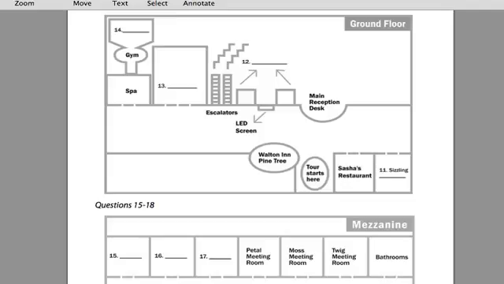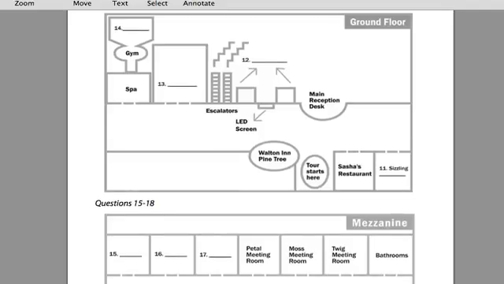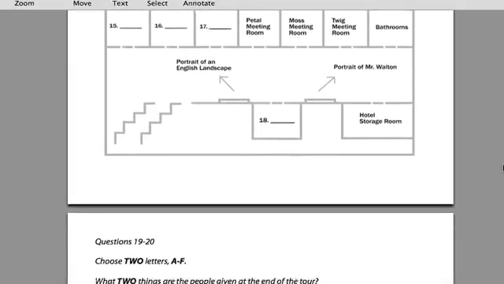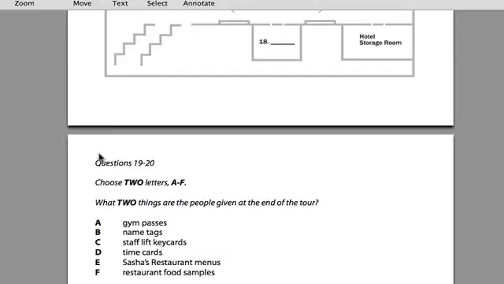Now listen carefully and answer questions 11 to 20. Oh, I'm sorry. Actually, I'm just going to pause. That's the power that I have here. I forgot to show you that there are actually a couple of other questions here. What 2 things are the people given at the end of the tour? Okay, gym passes, name tags, staff lift key cards, time cards.